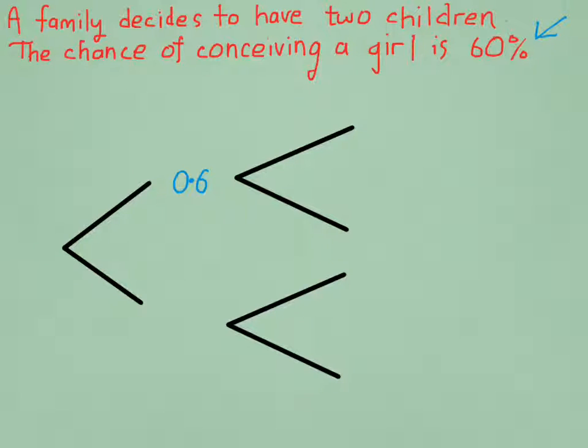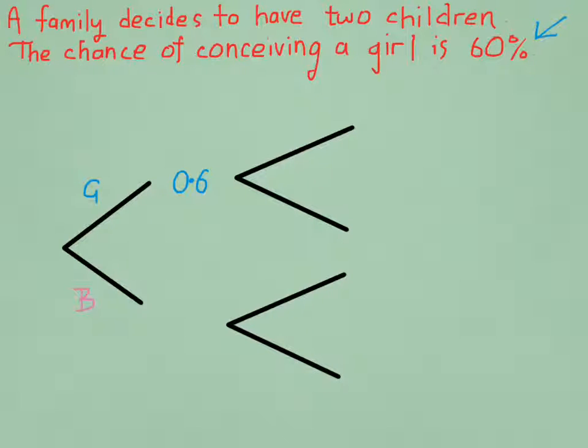Now, what I'm pointing to there is the 60%. Translated into a proportion or a decimal, 60% is 0.6. So there's a 0.6 chance, or a probability of 0.6, that the family's going to have a girl. But remember, they could also have a boy. And what is the chance of a boy being born?